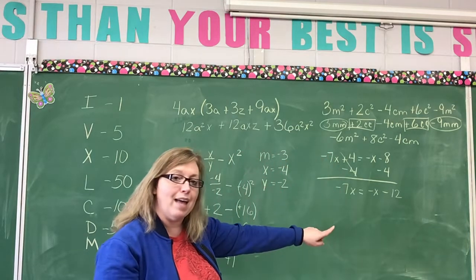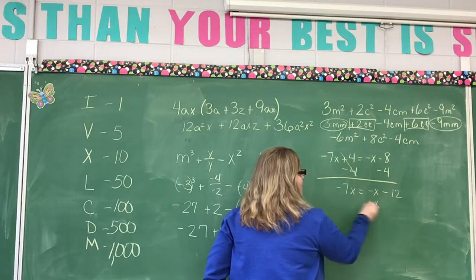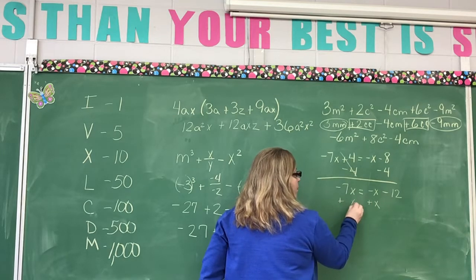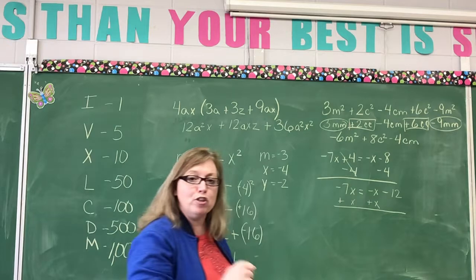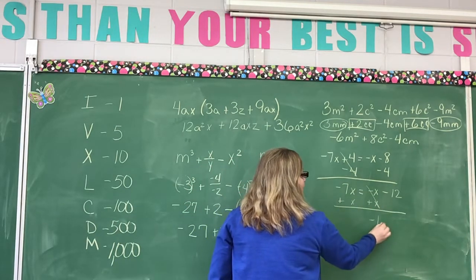Now I need to get rid of that negative x on this side. I need to bring it over here. So I'm going to add x to each side. Remember, if there's no coefficient written, that means it's the coefficient of 1. This is going to cancel, leaving me a negative 12.